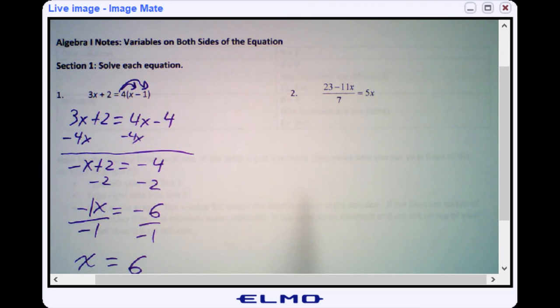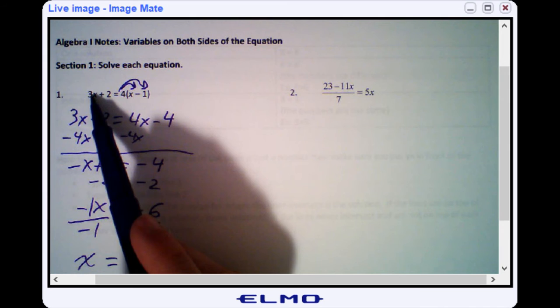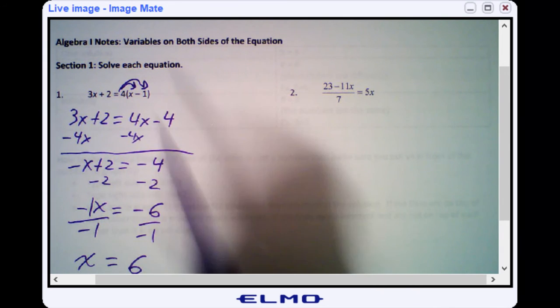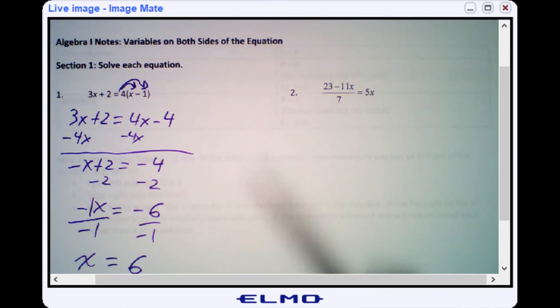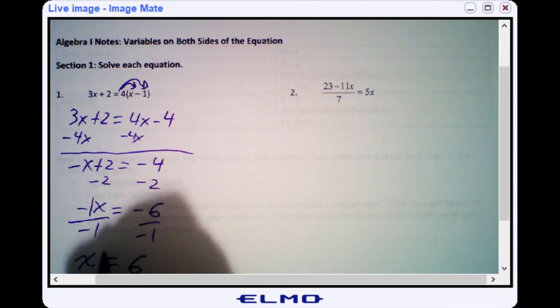And you can check this by plugging the 6 in where x is and seeing what the left side is, and then plugging a 6 in for x on the right side and making sure those two sides are the same value.